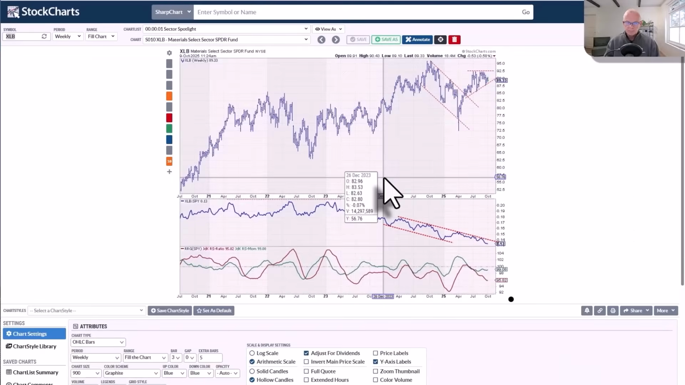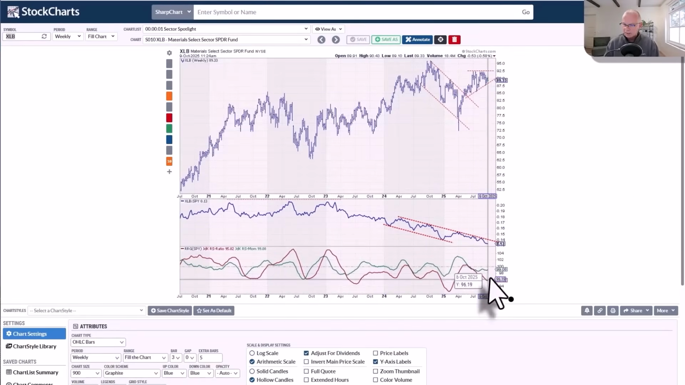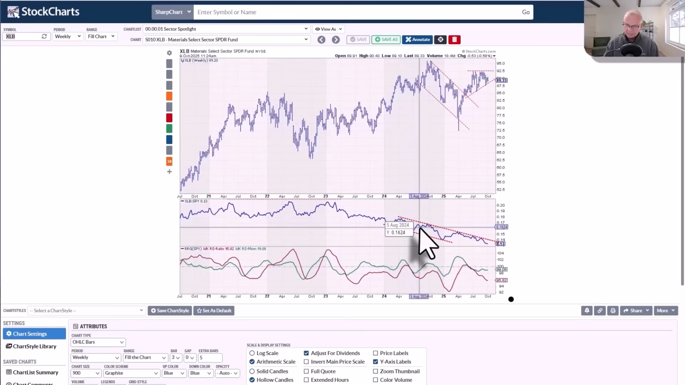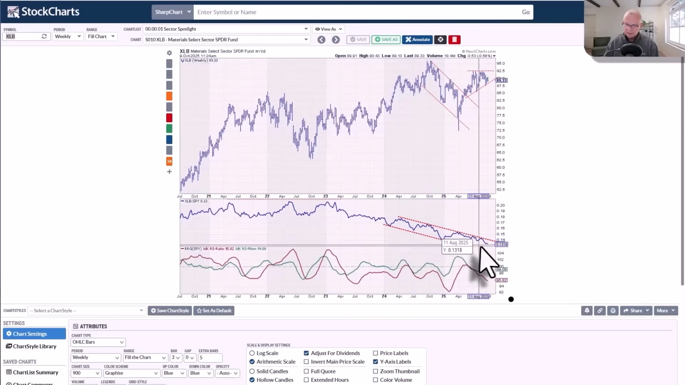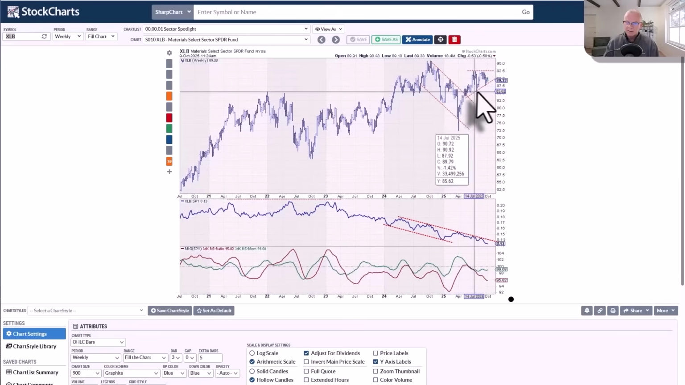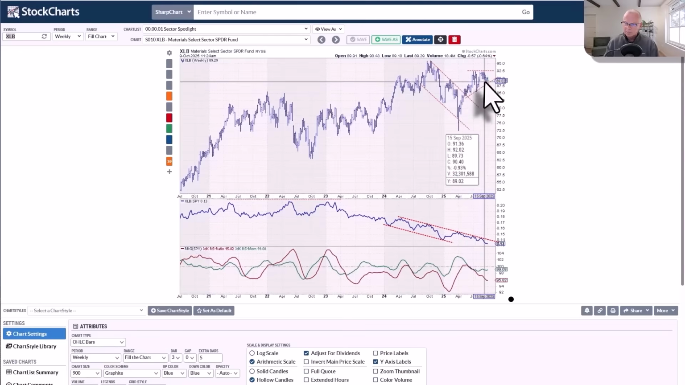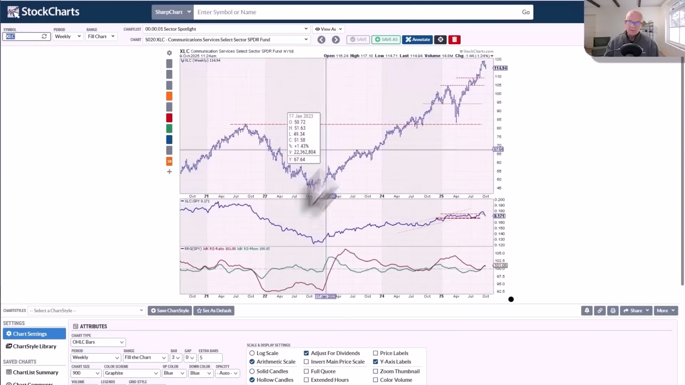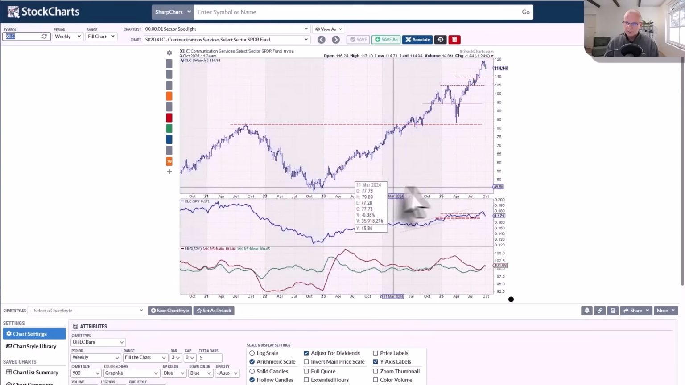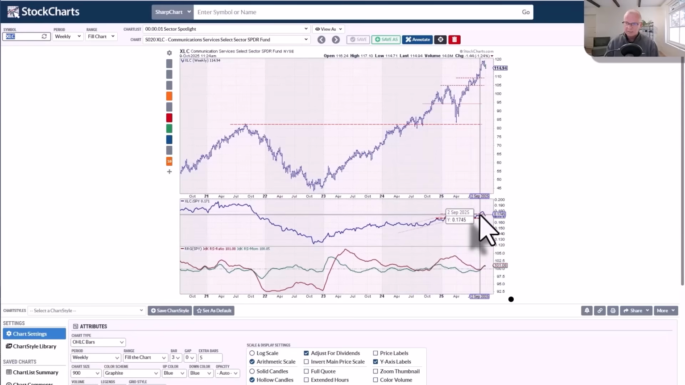Let's start with materials. That sector is inside lagging, picking up a little bit of momentum. That's what you see right here. But when you look at the relative strength line, the RS line, you see that downtrend is very much intact. And the price of XLB is caught in what could develop as an ascending triangle, but the upside right now is really limited.